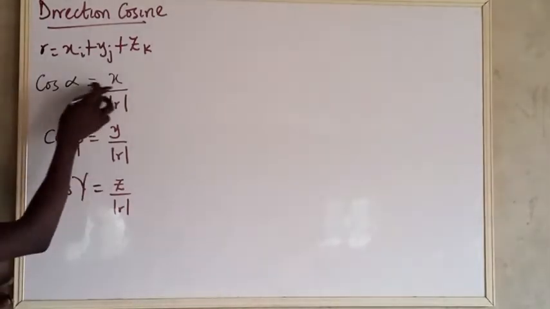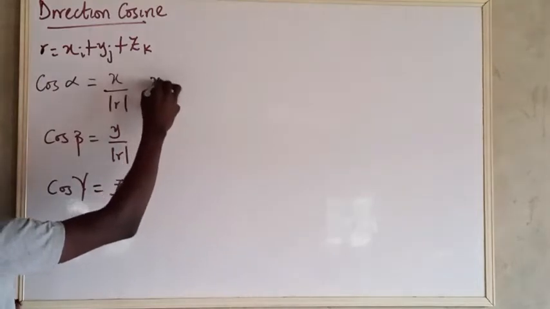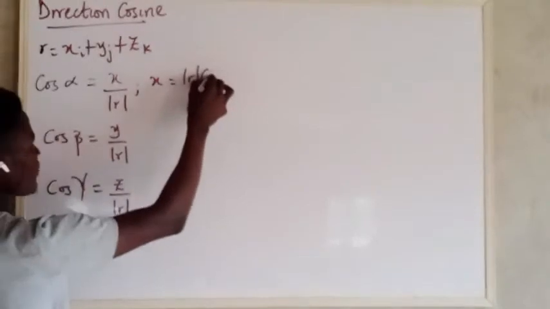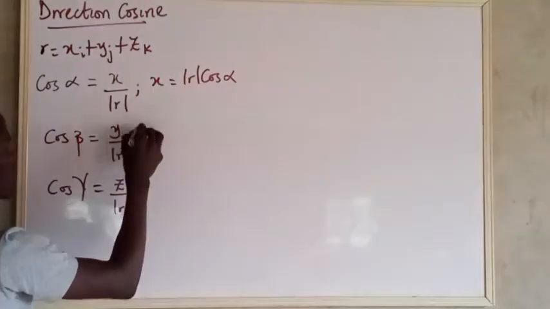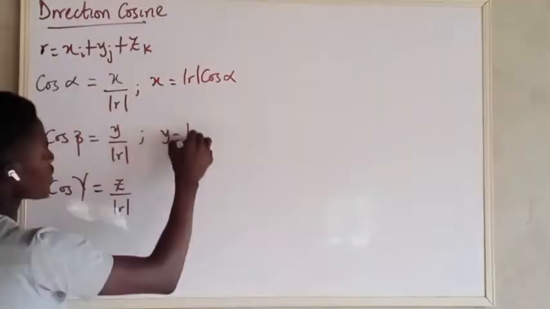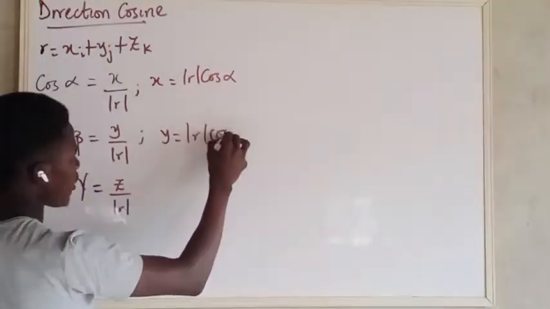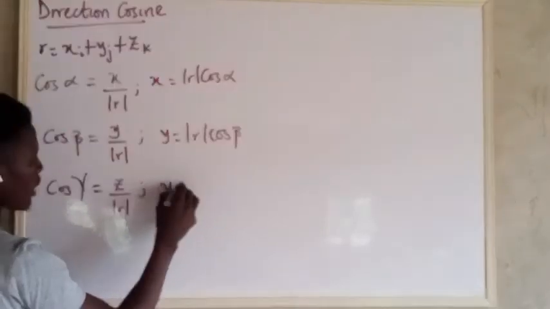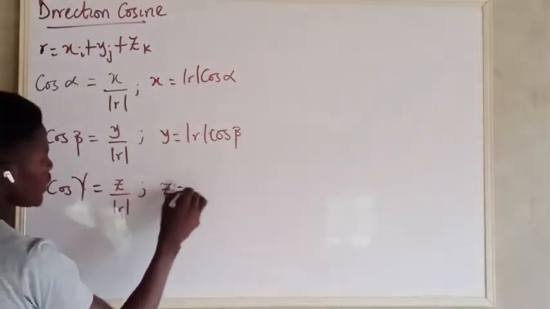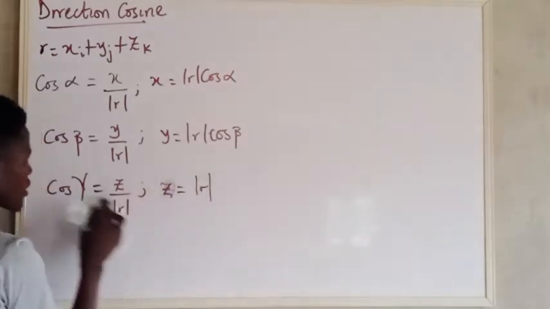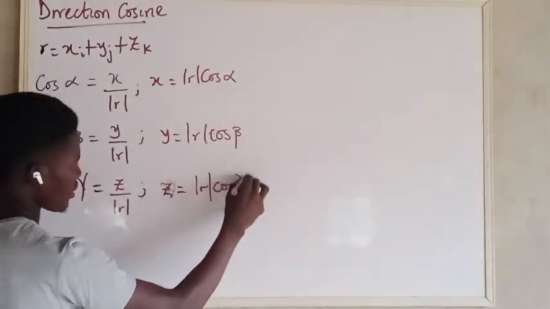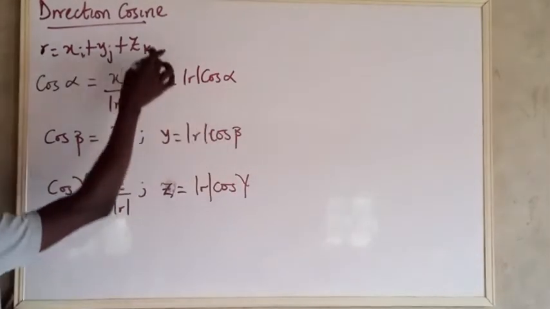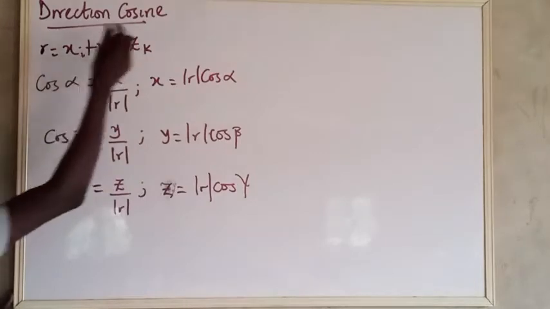Alright, so from here, if you cross multiply, you are going to have x equals magnitude of r multiplied by cos alpha. If you cross multiply here also, you are going to have y equals magnitude of r multiplied by cos beta. And if you cross multiply in this third place, you have z equals magnitude of r multiplied by cos gamma.